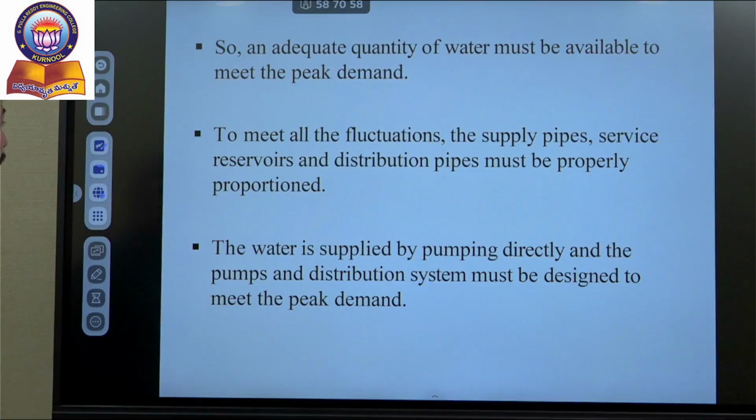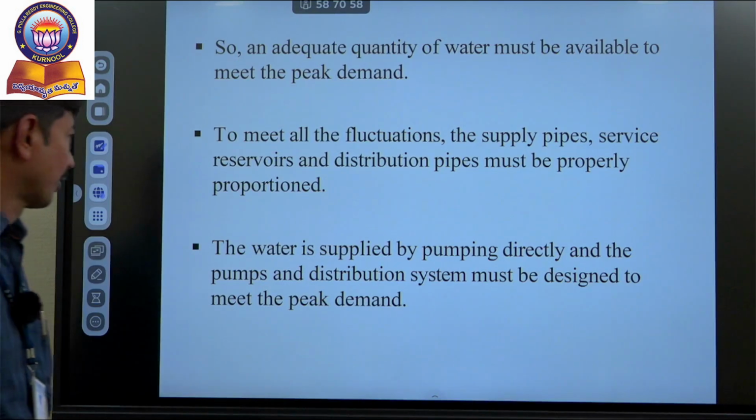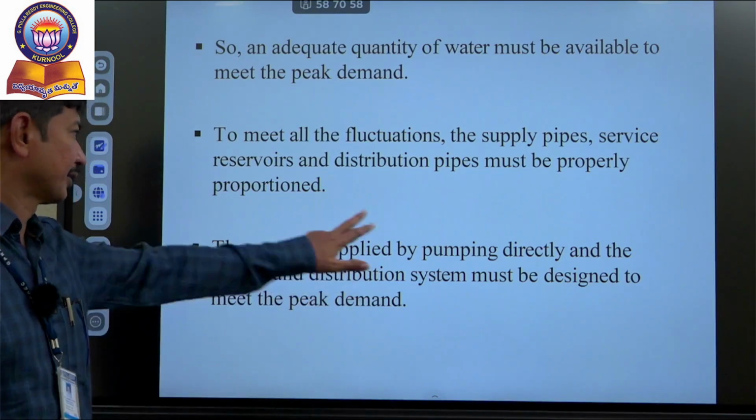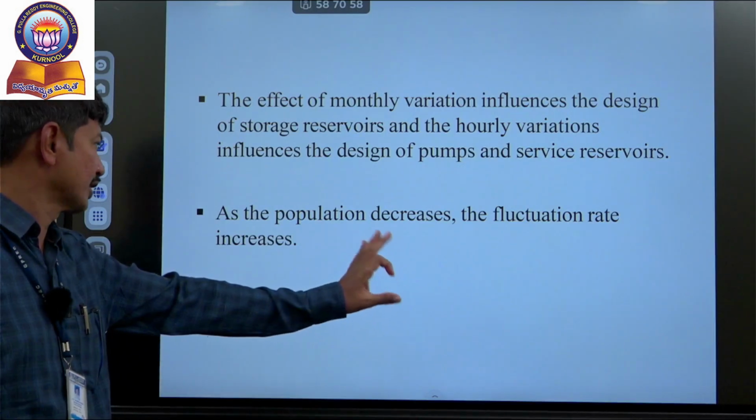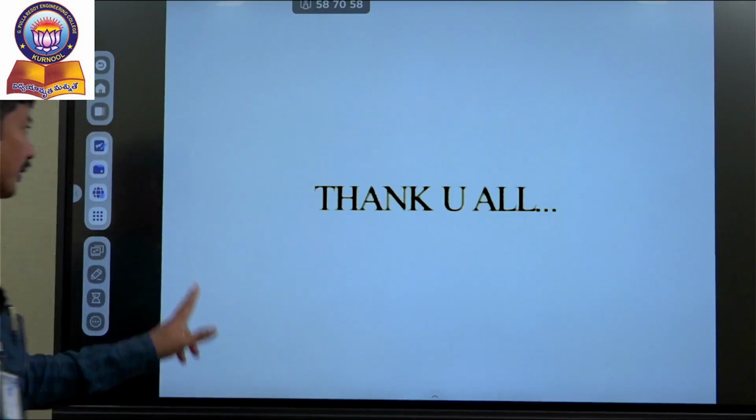So, to supply adequate water at peak demand and meet the fluctuation, the water supply pipes, reservoirs and distribution pipes must be properly proportionally designed. The effect of monthly variation influences the design of storage reservoirs, and hourly variation influences the design of pumps and service reservoirs. This is the fluctuation. Thank you.